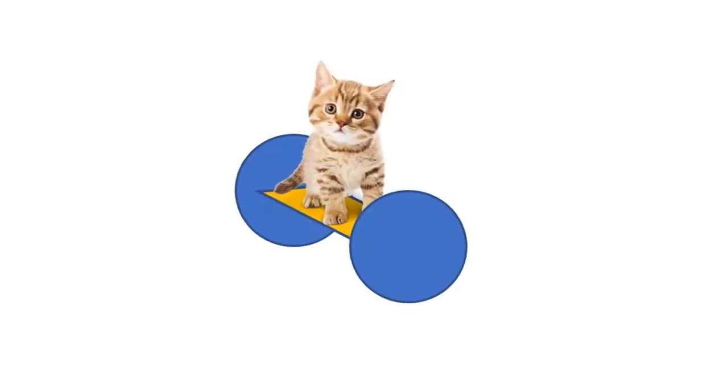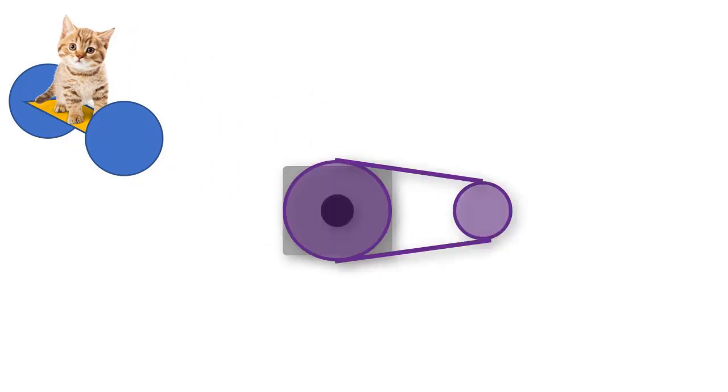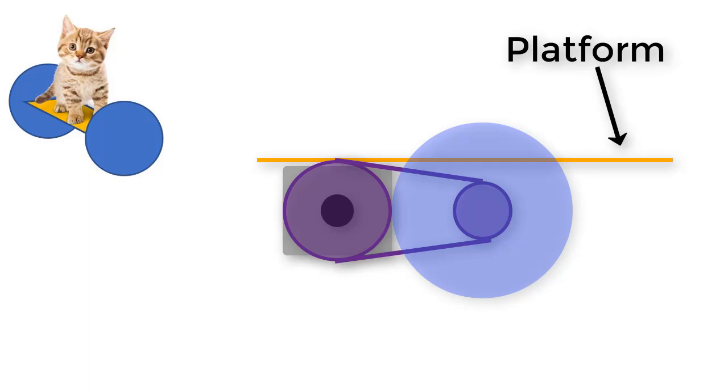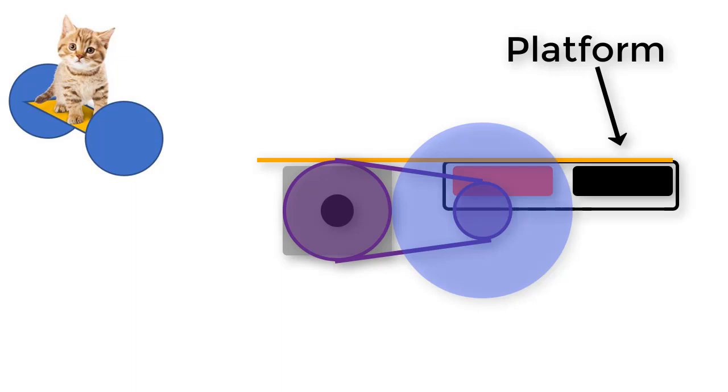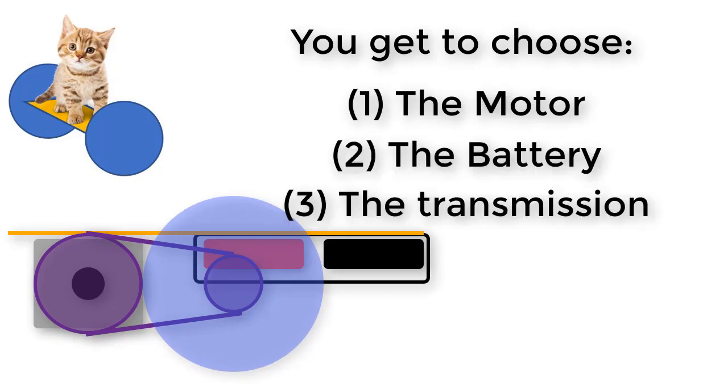So here's the setup for this mini project. Your company has decided to develop a self-balancing hoverboard for cats. The system consists of a DC motor attached to a belt drive, which then attaches to 2 wheels. On board is a motor controller, battery, housing, and Bluetooth communication for throttle and brake. The choice of motor, battery, and belt drive are up to you, the designer.